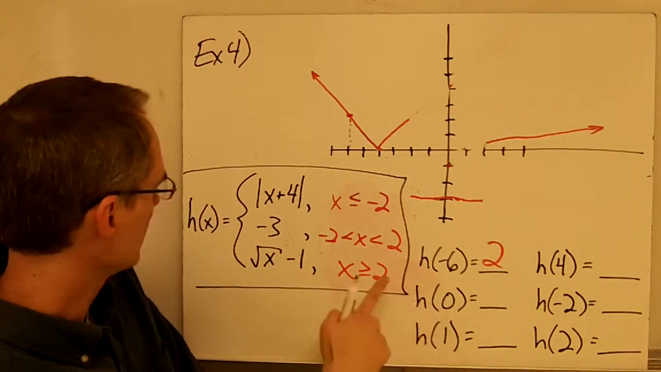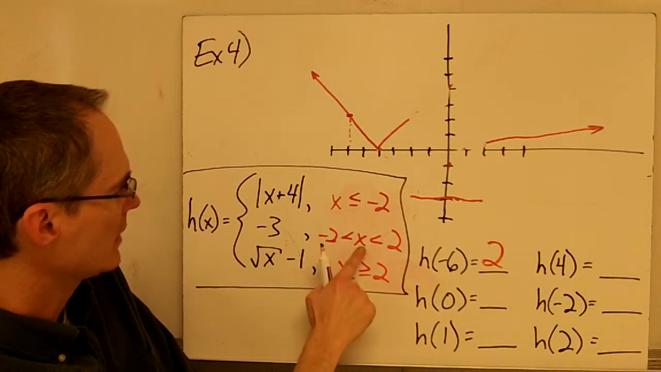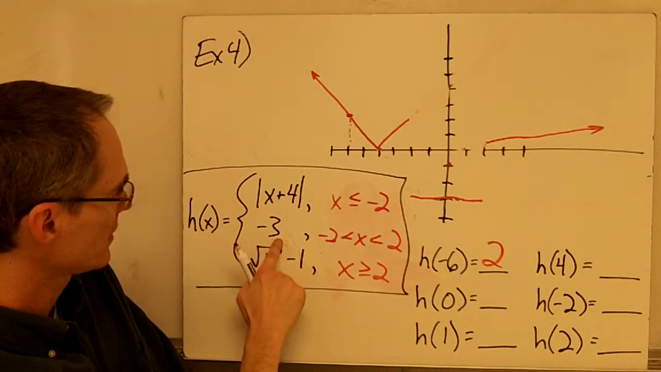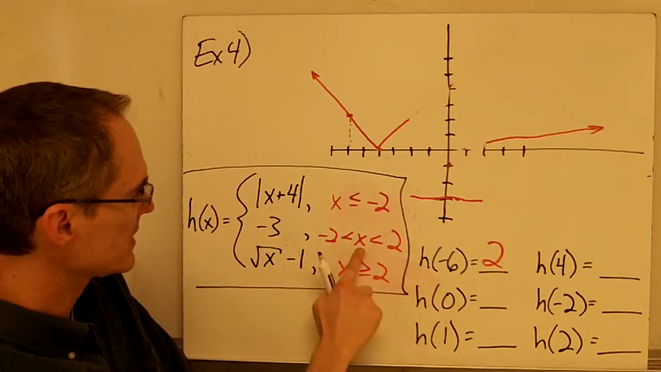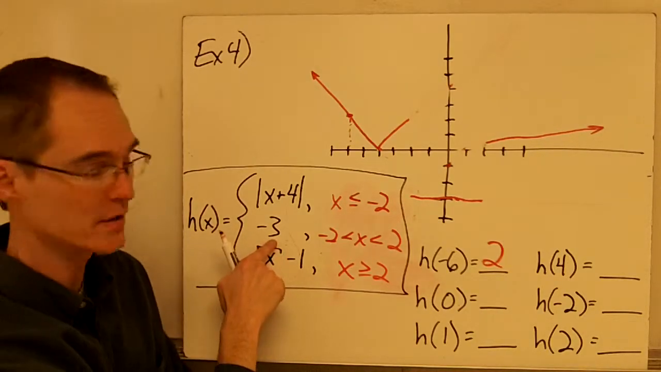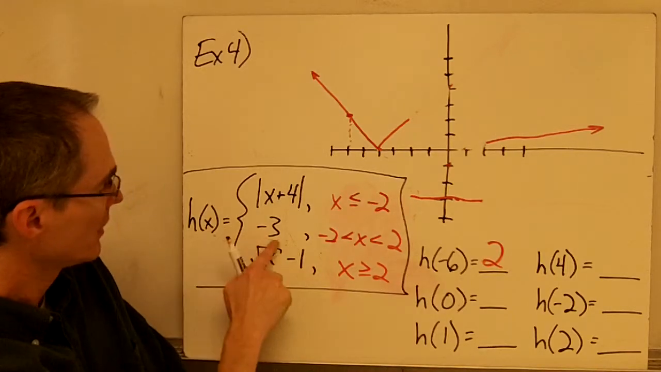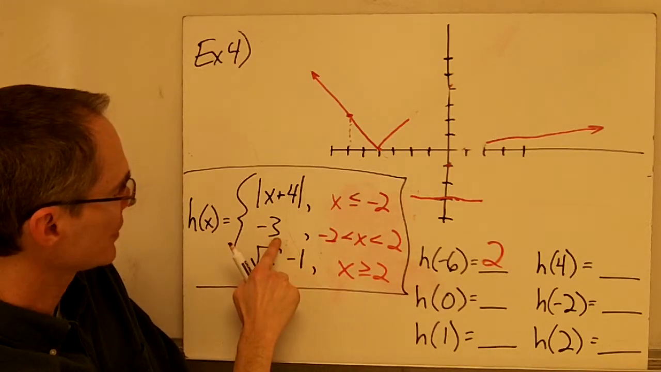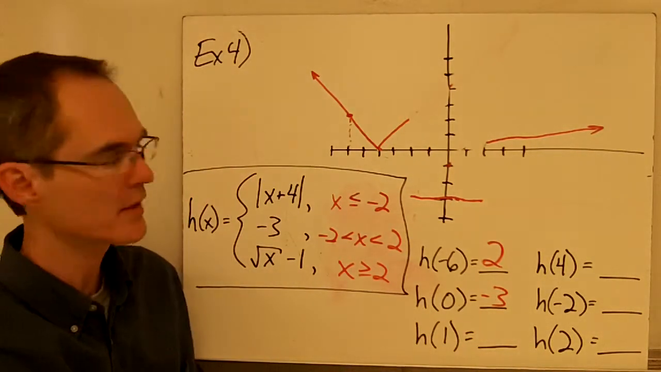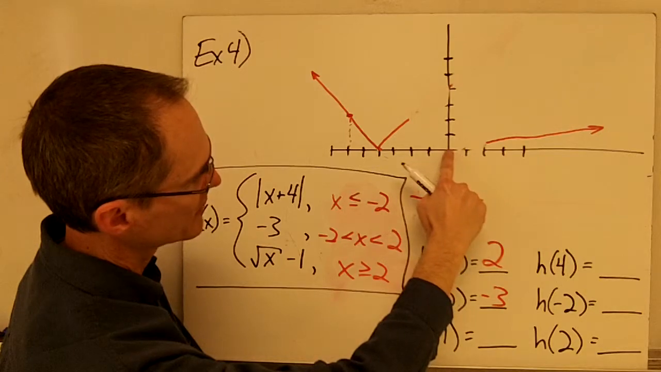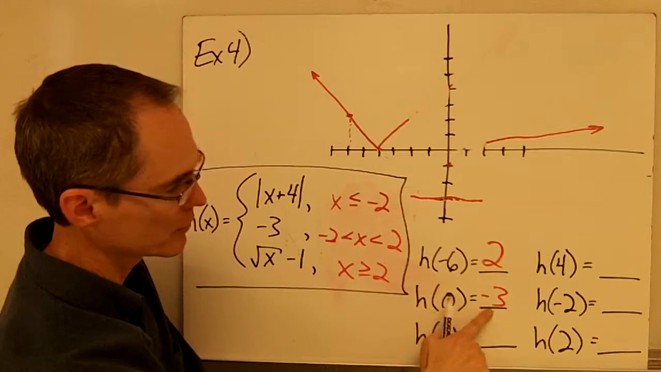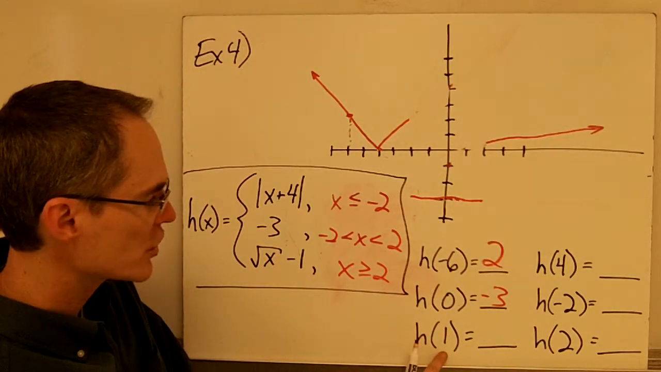What's h of 0? Well, let's see. 0 is between negative 2 and 2, so I would use this function. When x is 0, the value of my function is just negative 3. It's just a constant value. I don't actually have an x to plug into. When x is equal to 0, the value of my function is negative 3. And again, I can see that on the graph as well. When x is equal to 0, the function is right here, where y is equal to negative 3.